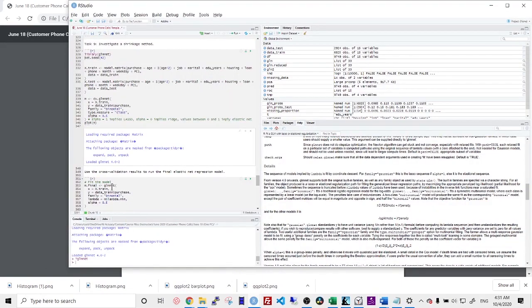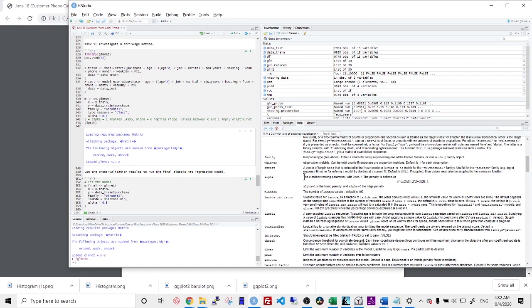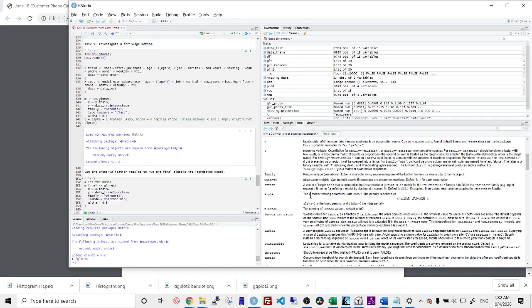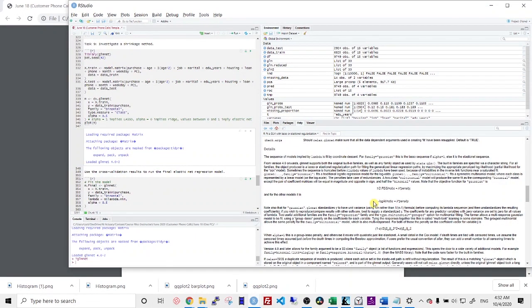If you just load the glmnet library and then type in ?glmnet, you can find this info. So here's the documentation, and here it says that it fits a generalized linear model, penalized maximum likelihood estimation. And here's the info about the alpha parameter, which controls the weighted average of the sum of the squares of the coefficients and the sum of the absolute values. And then if you scroll down here, it gives you details about the penalty term.